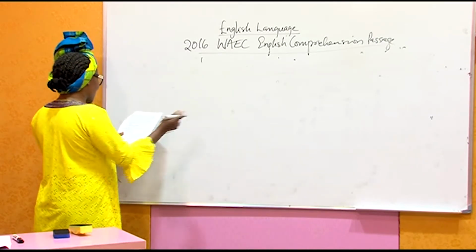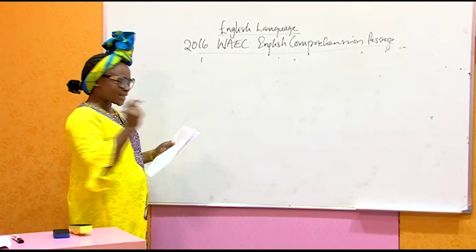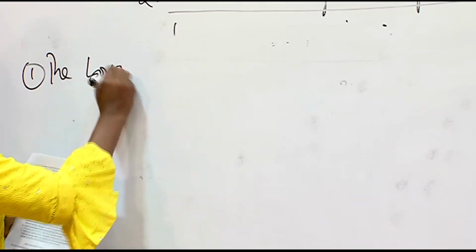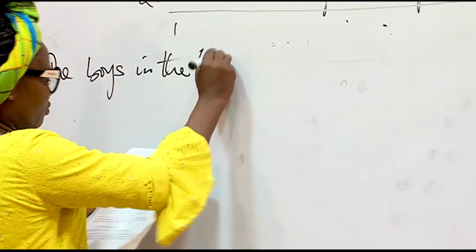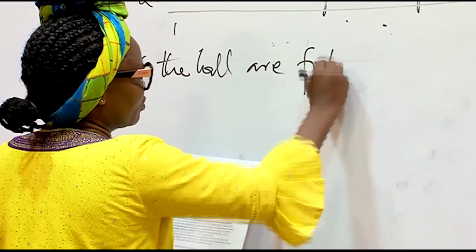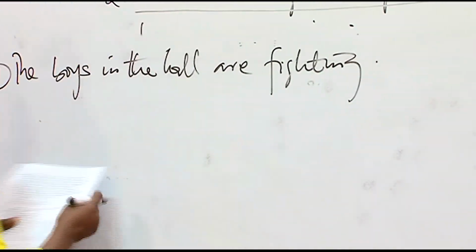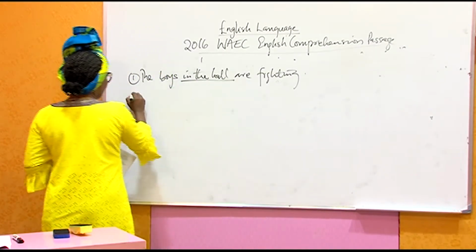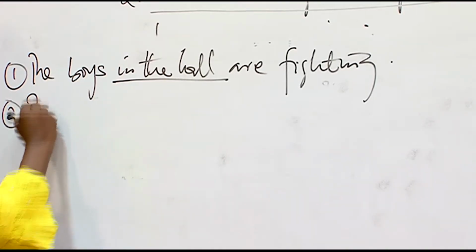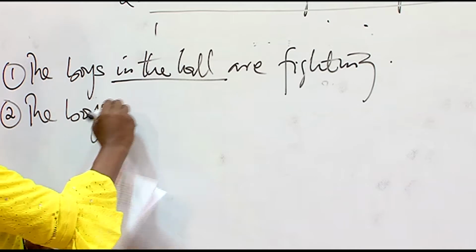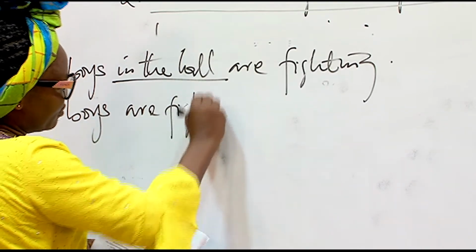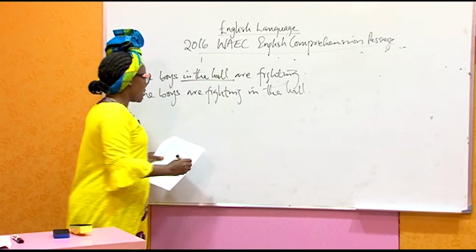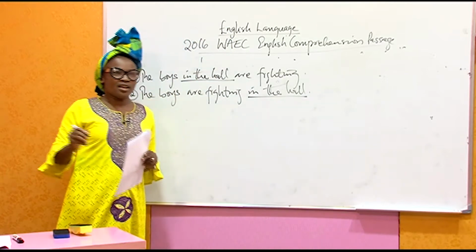Let us take an example. We have 2 sentences. One says, the boys in the hall are fighting. Then the phrase in the hall is underlined. Then we have example 2. The boys are fighting in the hall. Here also we underline in the hall.